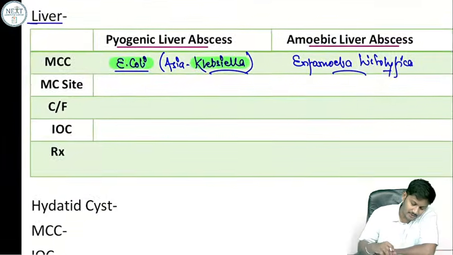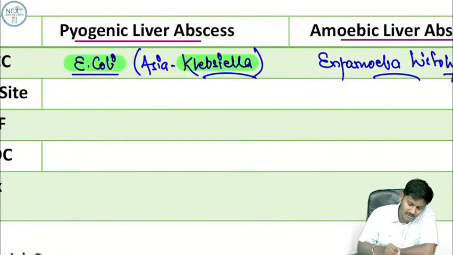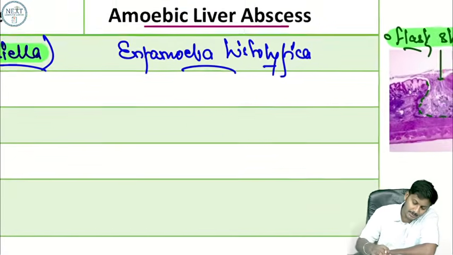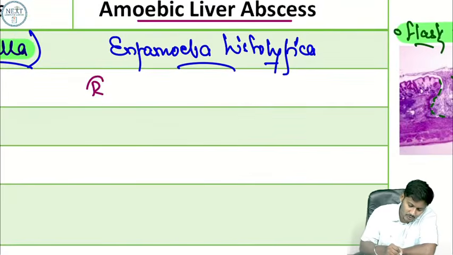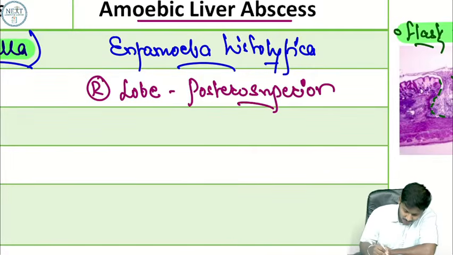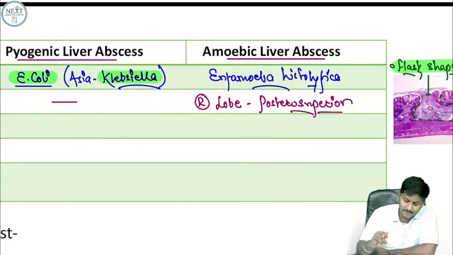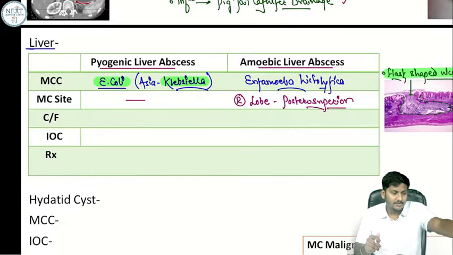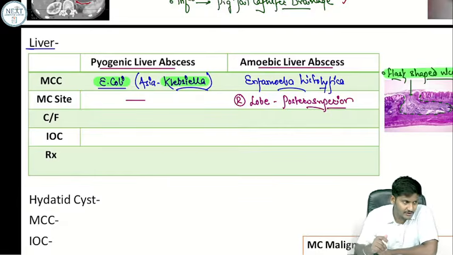Next important, if they ask you the most common site. Pyogenic liver abscess can happen equally in the right as well as the left lobe of the liver, but amoebic liver abscess is more commonly seen in the right lobe of the liver, especially the posterior-superior quadrant. On this side, the amoebic liver abscess is going to be much more common. Clear?